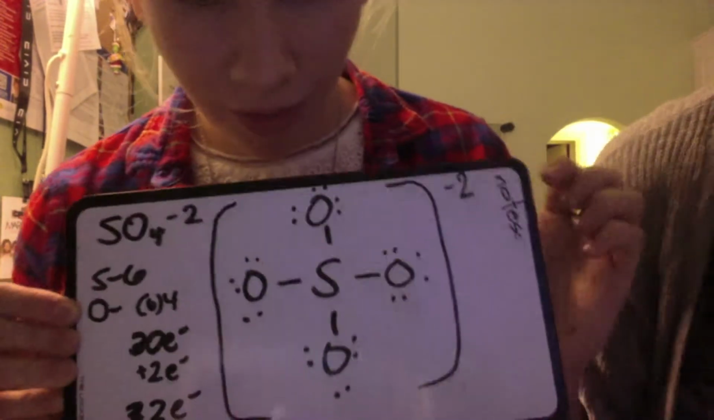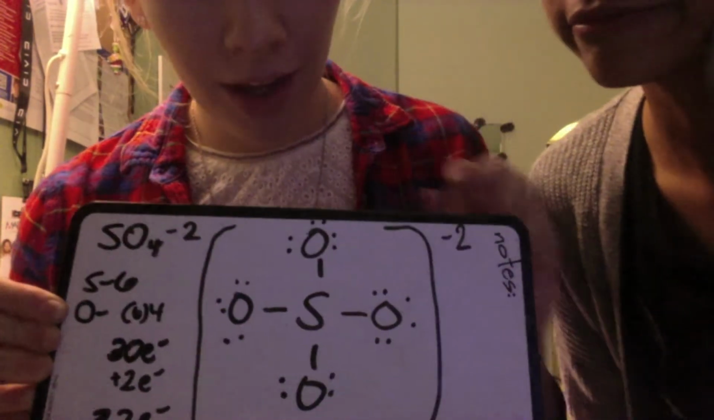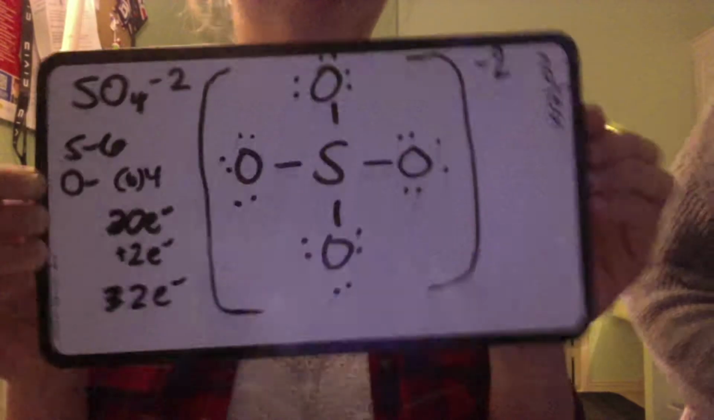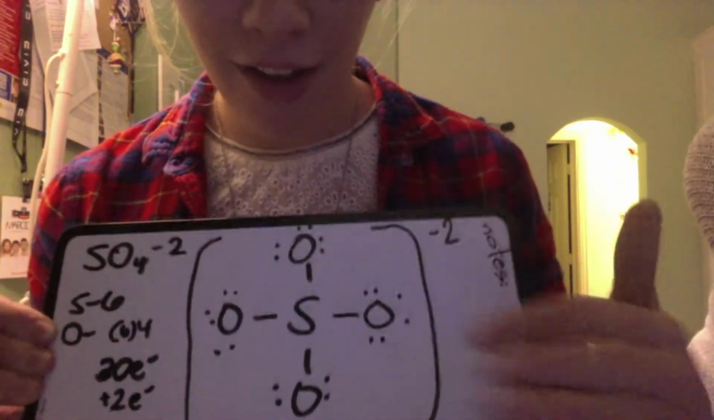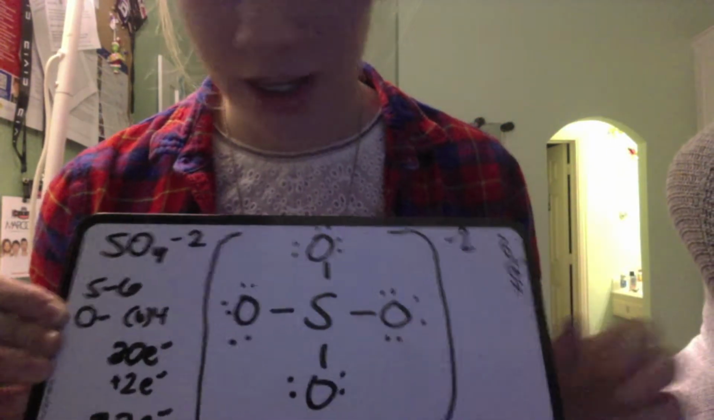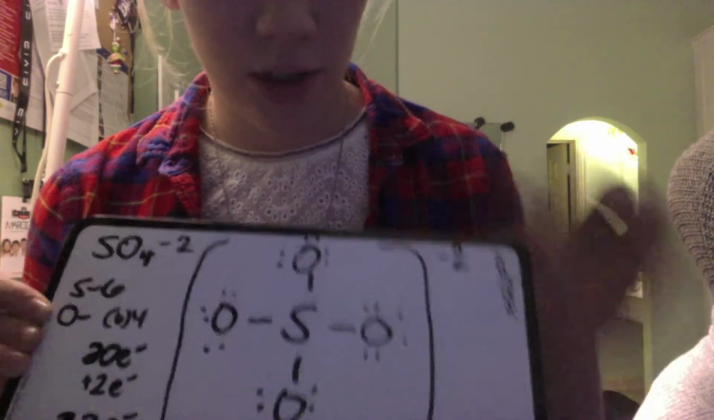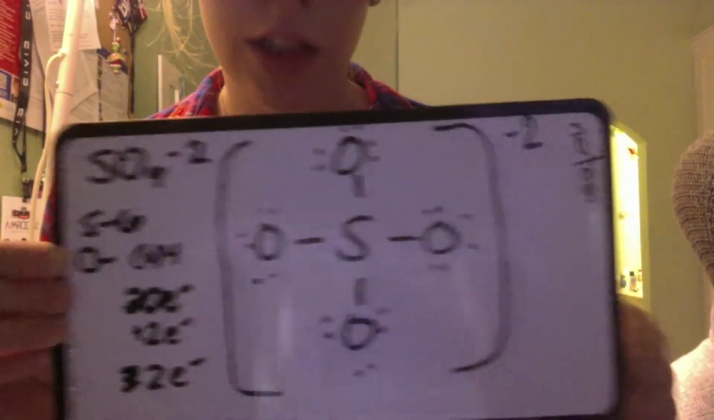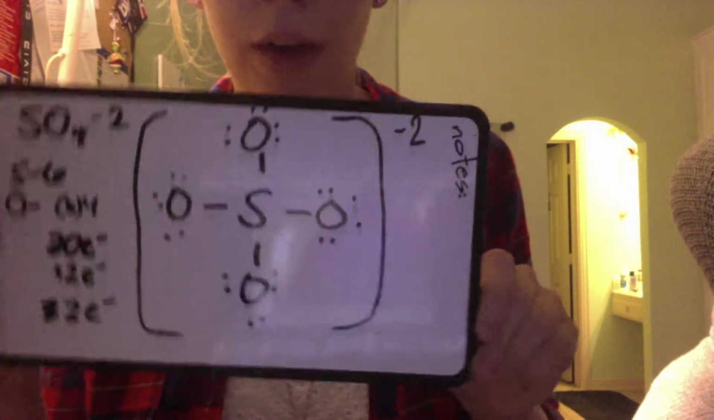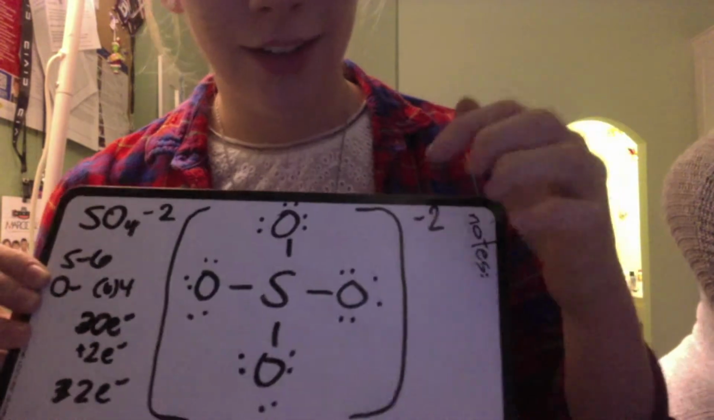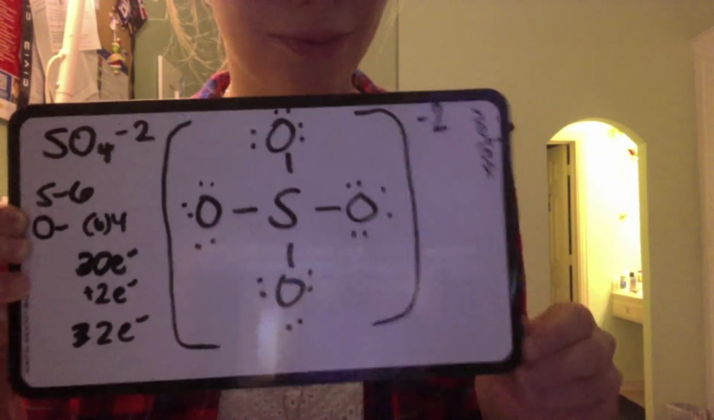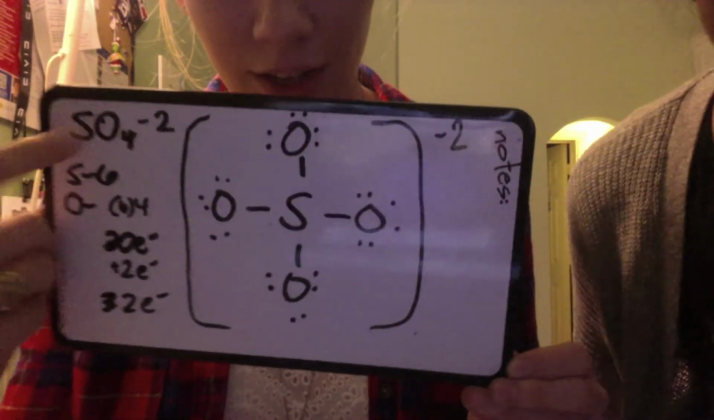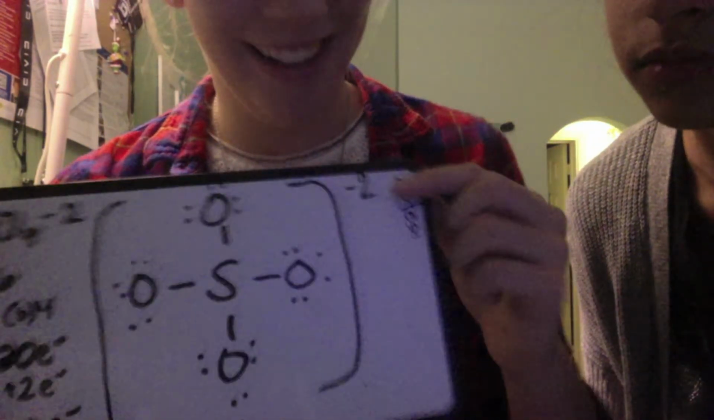And you see, we have our central atom and our 4 oxygens surrounding sulfur. And they each have 6 electrons, but the bond is 2. So it's 8. So everyone's happy. They all have 8. It's in a bracket because of the charge, to show that it's -2.